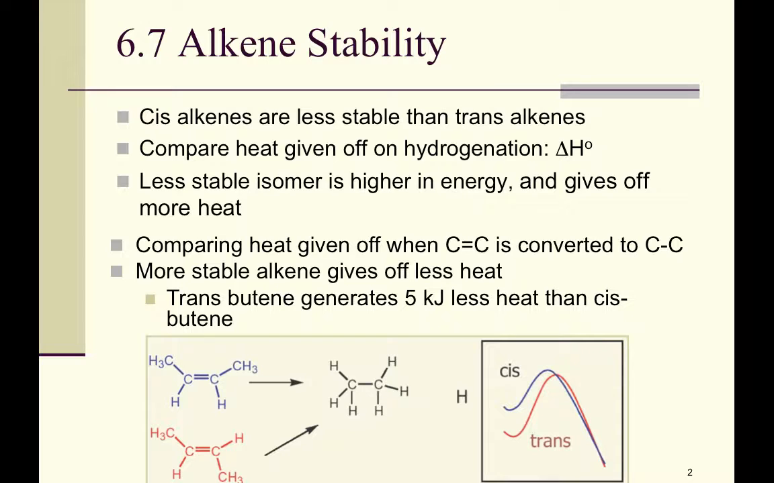In comparing the heat given off when a carbon-carbon double bond is converted to a carbon-carbon single bond, the more stable alkene gives off less heat. Trans-butene generates 5 kilojoules less heat than cis-butene. Our graphic here is showing the cis and the trans, and the fact that the cis is a little bit higher in energy than the trans.